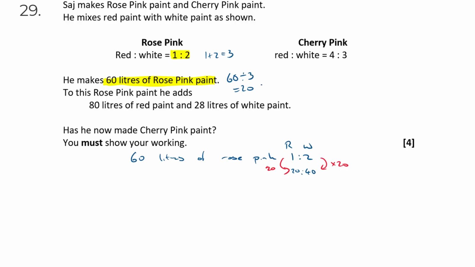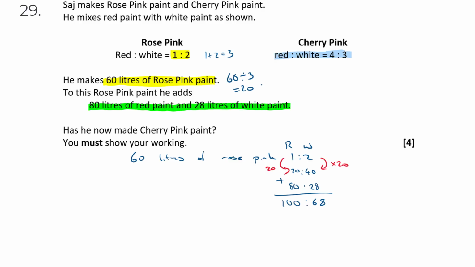Okay, so from this starting point, he now adds 80 litres of red paint and 28 litres of white paint. So on my 20 litres and 40 litres, I'm going to add a further 80 litres and 28 litres. What's that going to be? 20 plus 80 is 100 litres of red, and 40 plus 28 is 68 litres of white then, haven't I? Okay. Is this the same thing as cherry pink paint? Well, it will be if we work out that the red to white ratio is now in the ratio of 4 to 3.